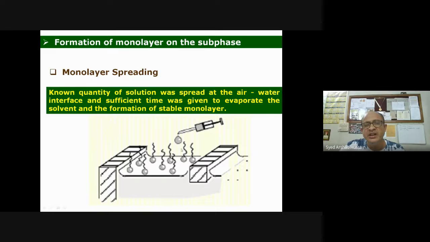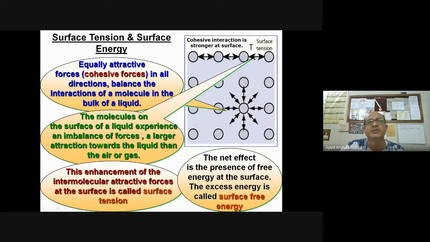Then with a microsyringe, drop by drop from very close to the surface, you put it on the water surface in the LB trough. Now when you spread it on the surface, of course the surface tension or surface property is changed, and you have to look into this issue also. We know this thing from small classes.